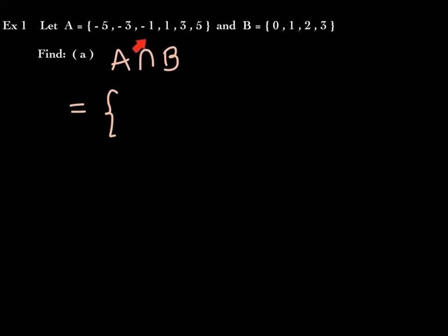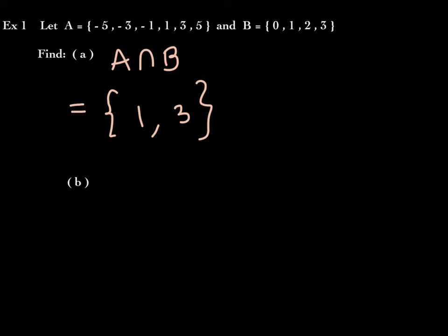Neither does -1. But the number or the element 1 makes it into the intersection because it's in set A and it's in set B. So I'm going to add the number 1 here. The only other element that's in both set A and set B is 3. So this is the intersection of those two sets.